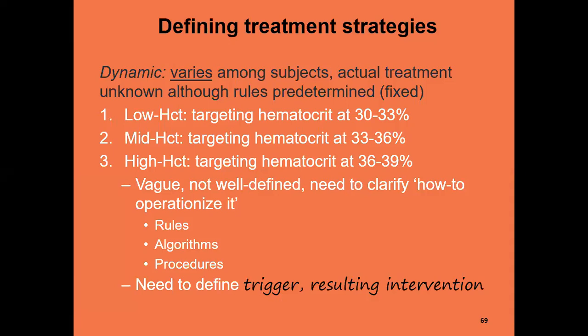One thing that we need to keep in mind is that my assumption is that everybody now understands the difference between the point intervention and sustained intervention, and the difference between static and dynamic interventions. Do we need to clarify that? I think we're clear on that. So for dynamic treatment strategies, we need to define trigger and resulting information. Another thing I want to clarify is that the dynamic rules that we specified in the study protocol are fixed, although the actual treatment varies.